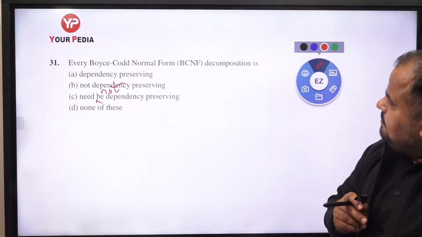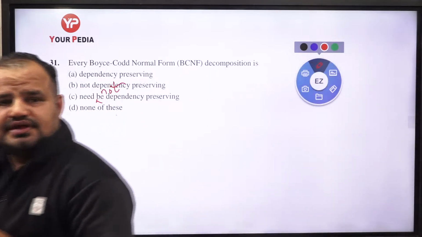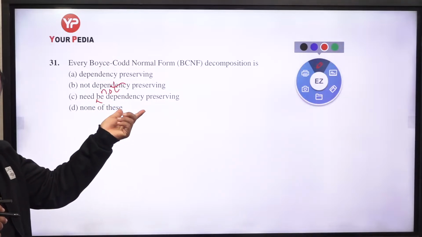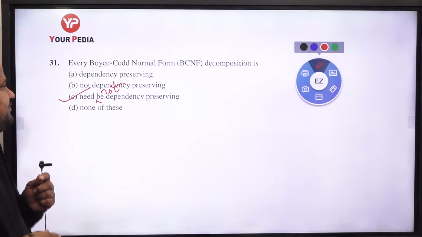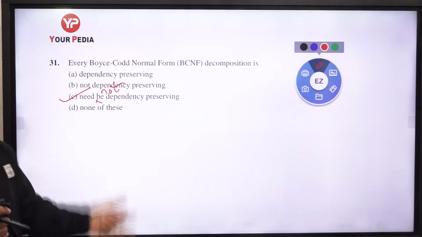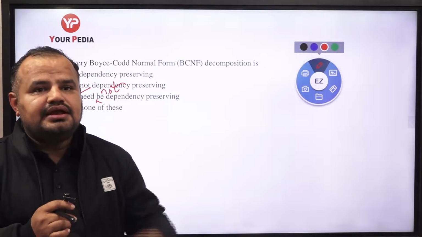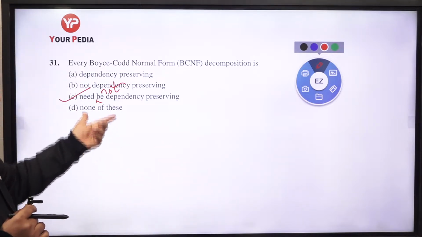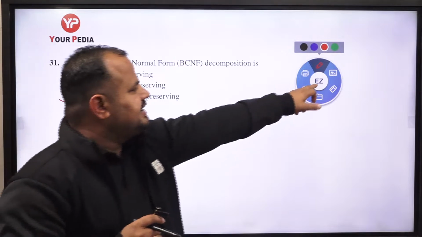So every BCNF decomposition, yes. What is the right answer? Need not be dependency preserve. It may be dependency preserve, it may not be dependency preserve. So keep in mind, my dear students, the correct answer is C. Because not dependency preserve would mean it is always not dependency preserve. No, there may be a chance that it is dependency preserve, and in some cases it is not possible to preserve that dependency. So keep in mind, my dear students, please go through the options very carefully, and C is the right answer.